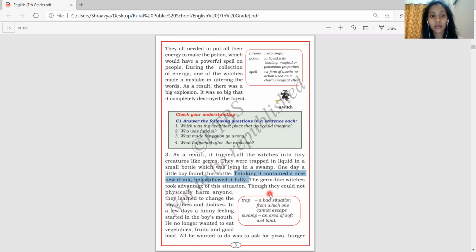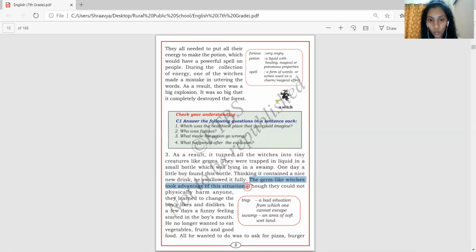Thinking it contained a nice new drink, he swallowed it fully. So, what does this mean? That when you go in a forest, don't drink or eat anything, right? So when this little boy went into the forest, he thought that maybe it's like some nice juice or something. So he drank it.